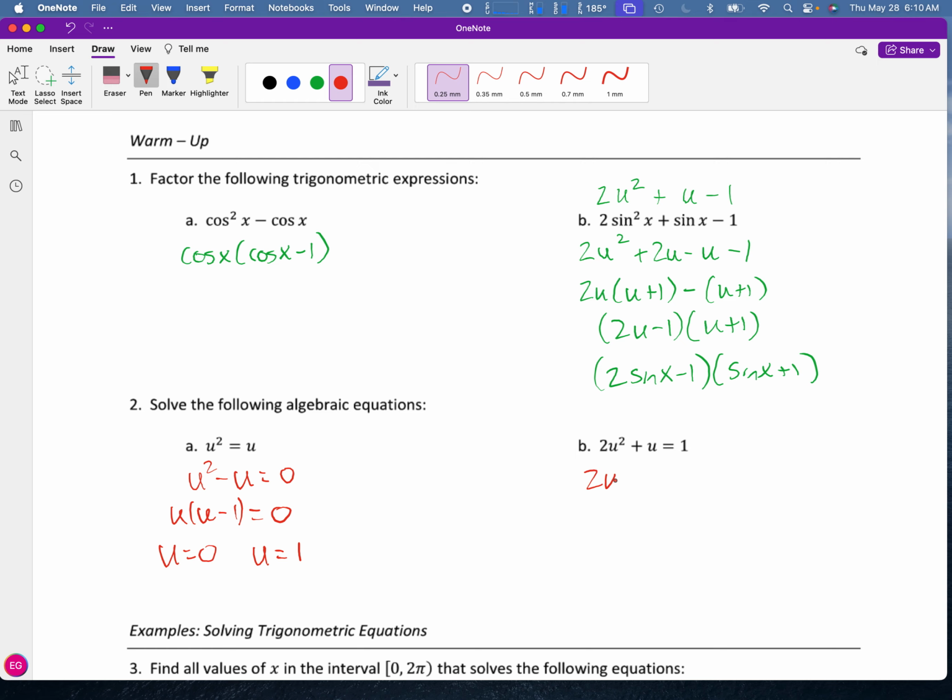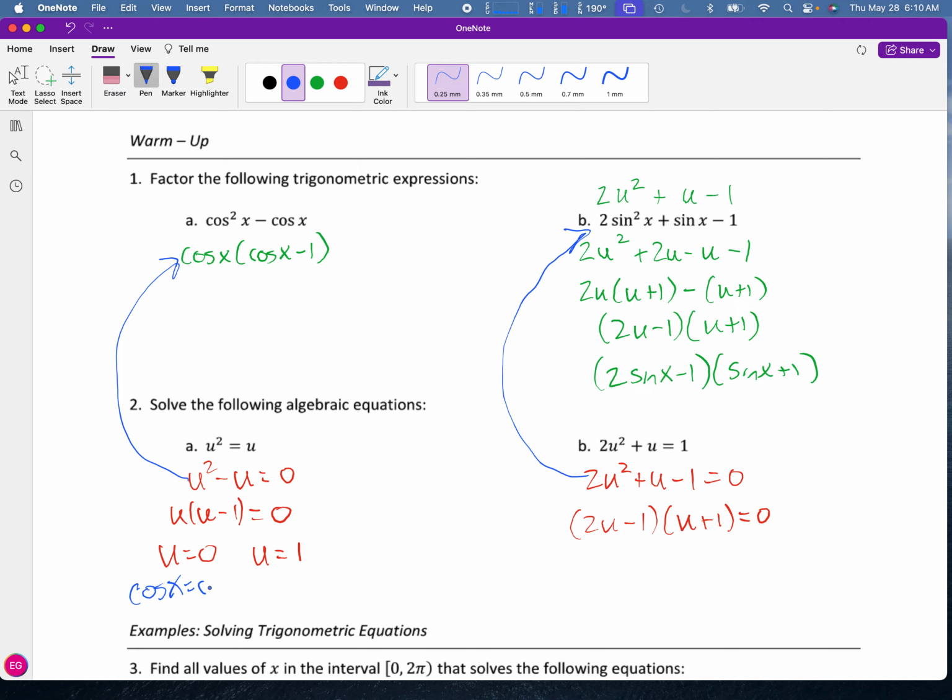Over here, same idea. We'll get 2u squared plus u minus 1 equals 0. That's going to end up factoring to 2u minus 1 and u plus 1. And while I did that mainly in my head, I hope you recognized that these are the same exact factoring that's happening up here, which is essentially how you would treat solving with trig functions. You could use a little u substitution to help you see it a little better, but essentially what we would do is say, hey, cosine x is going to equal 0 and cosine x is going to equal 1, and then we would have to figure out how to go from there. Same idea for letter B. So that's kind of the goal of what we're doing today.